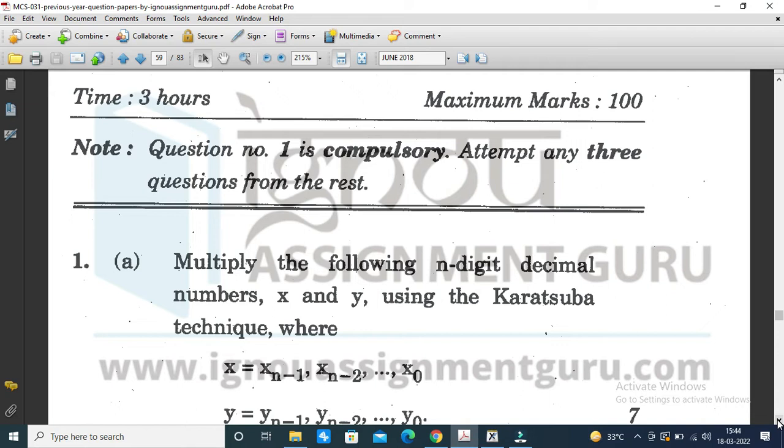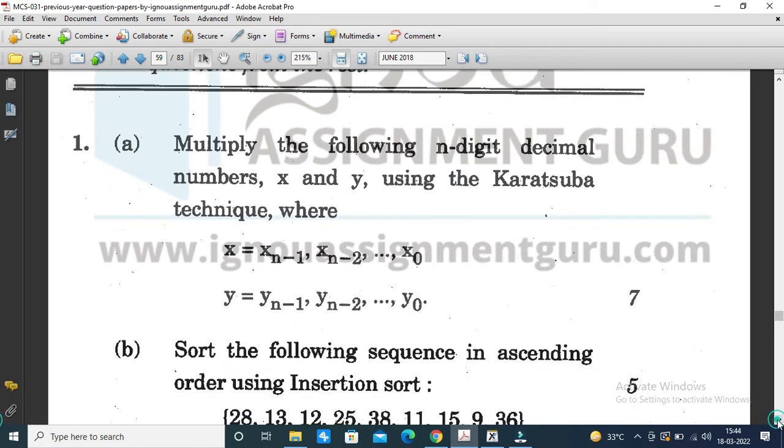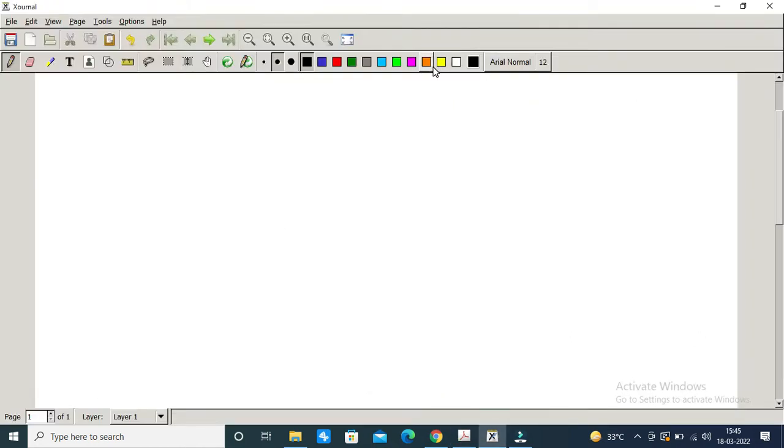So let's talk about this first question. The first question says: multiply the following n-digit decimal numbers x and y using the Karatsuba technique, where x and y are n-digit decimal numbers. Note down this decimal number. I will give you an example and then tell you the algorithm for this.